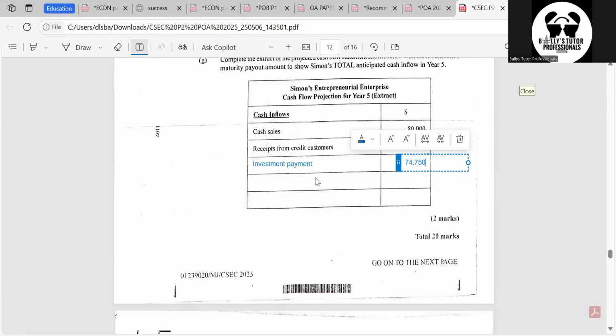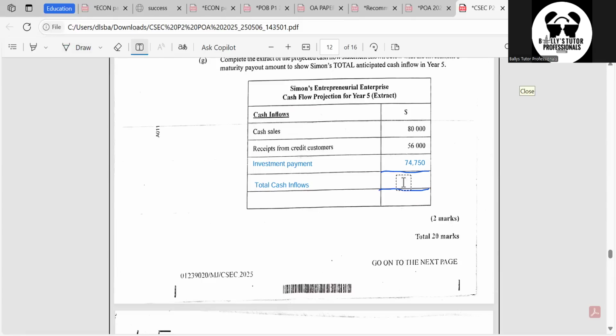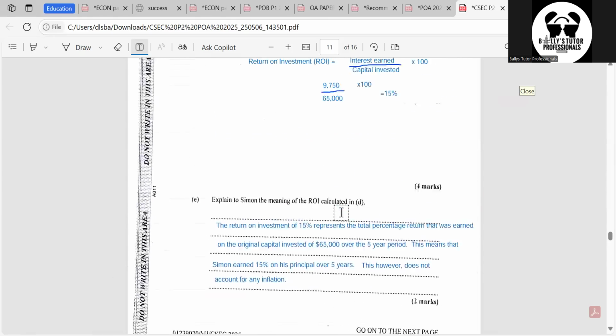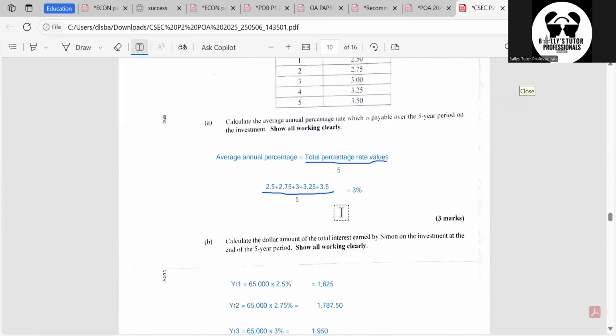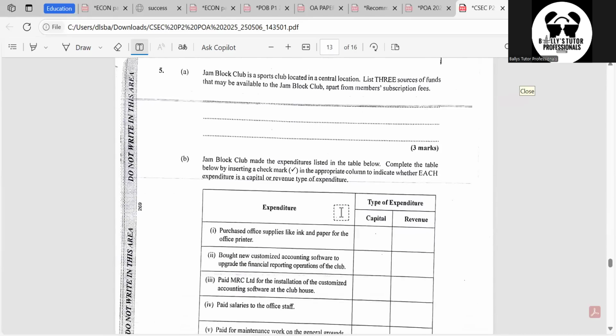So let's put total cash inflows and add up those three numbers. So there's 2 marks, and I want to get all my marks. This will add up to 210,750. And that is 20 marks in total. Number 4 completed. So not too bad. Going on to the last question now.